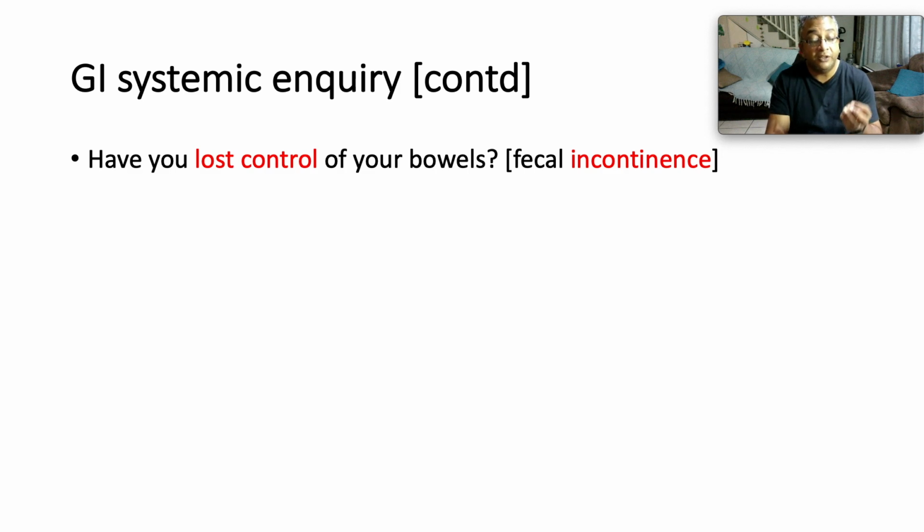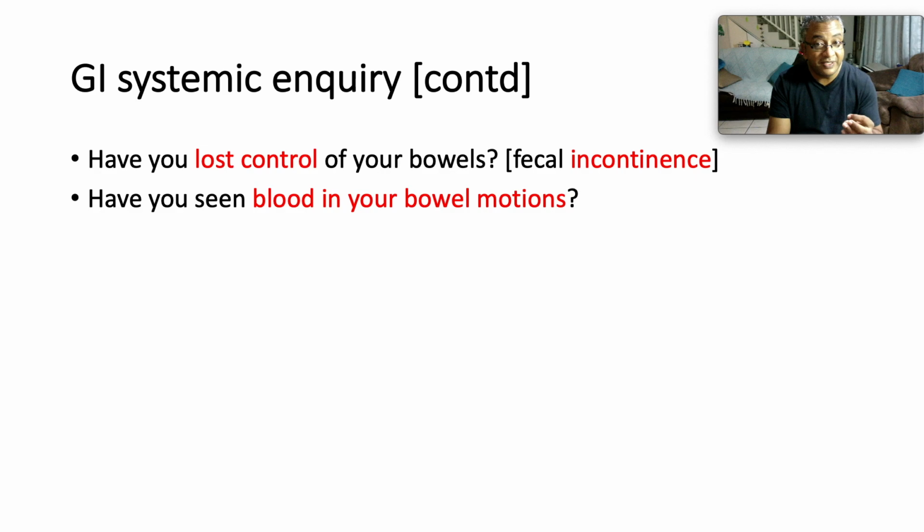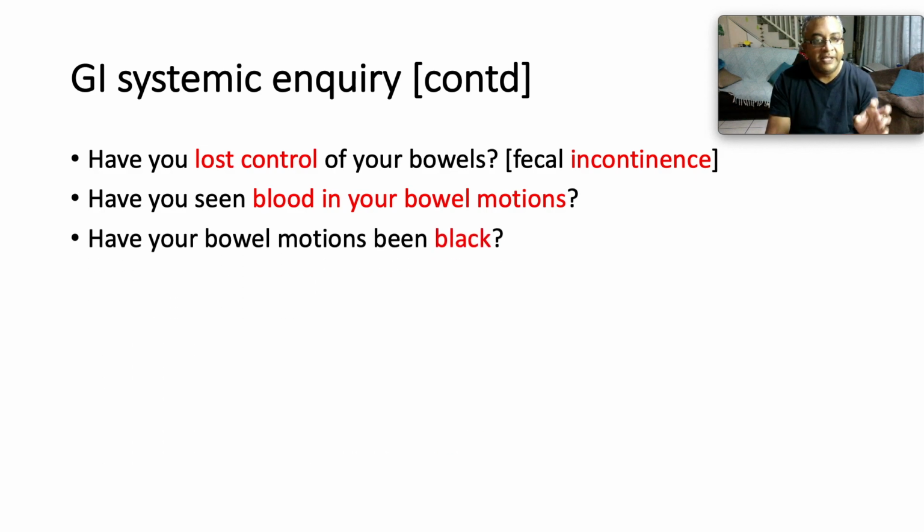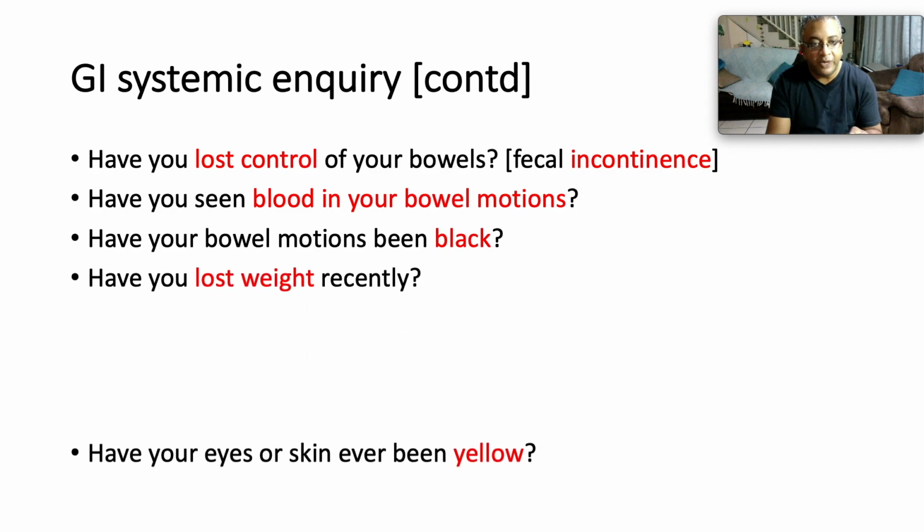Have you lost any control of your bowels, speaking to fecal incontinence? Have you seen any blood in your bowel motions? Now, there we speak to bright red blood, more likely rectal pathology, hematochezia, dark blood indicating blood that has already been digested by the gastric acid. So it must be coming from above the ligament of Treitz, usually signifying an upper GI bleed. Have your bowel motions been black? That is melena stools.